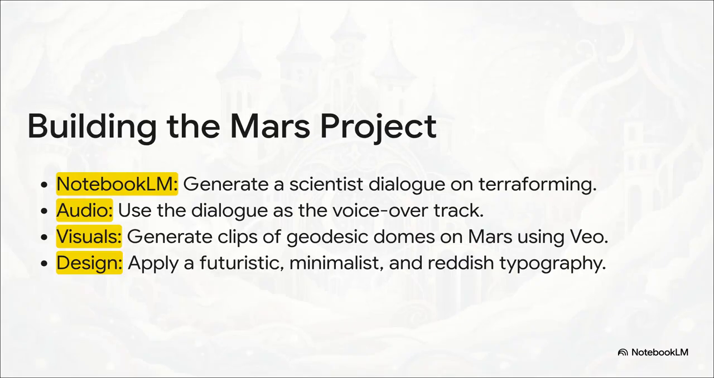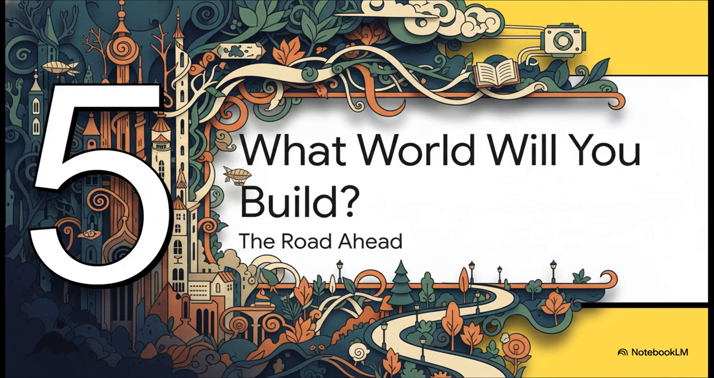So here's the play-by-play for that Mars project. You start in Notebook LM, feeding it research on Martian geology to create a script, maybe a dialogue between 2 scientists. That script becomes your voiceover track in Vids. Then you tell Veo to create some incredible visuals, like geodesic domes on the Martian surface. And to finish it off, you apply that custom, futuristic typography, maybe with a slight reddish tint. You see how every single step just flows right into the next? It's seamless.